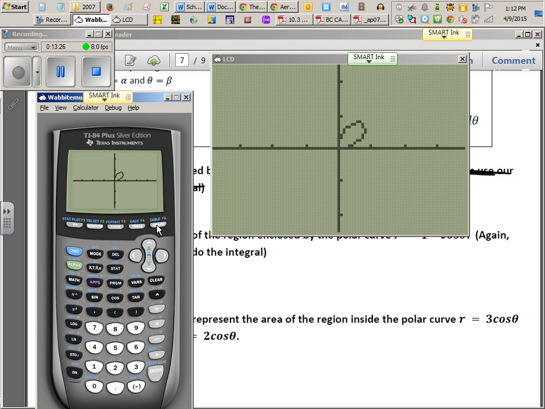I was just goofing around a little bit. When I did pi over 8, I got maybe a 16th of the rose. When I did pi over 4, I got like an eighth of the rose. But when I did pi over 2, I got one loop of the rose, one petal. Okay, so those are my limits of integration.